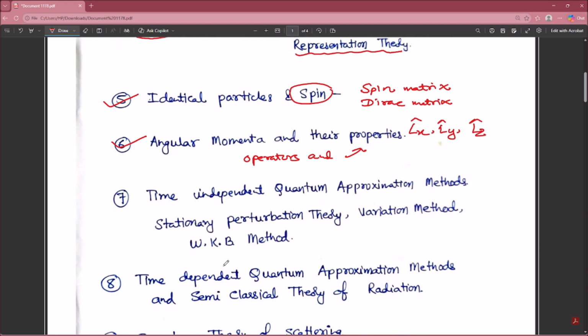The seventh chapter is the time independent quantum approximation methods, the stationary perturbation theory, variation methods and WKB methods. These are different types of examples of quantum physics where we'll see how these approximation methods are useful to solve certain types of Hamiltonians and their problems.